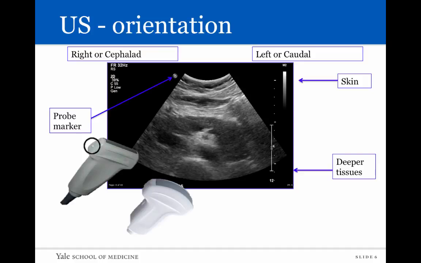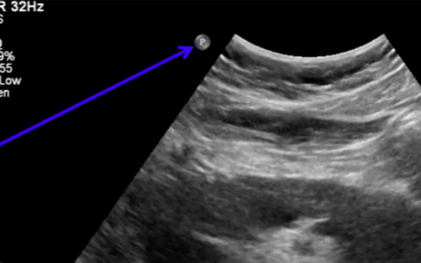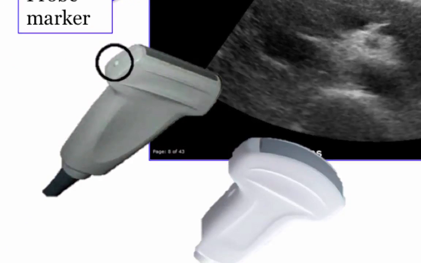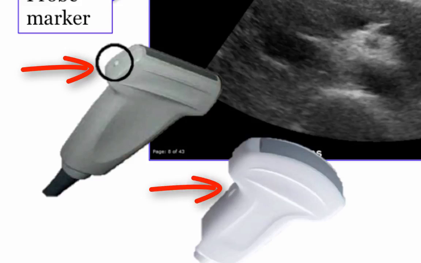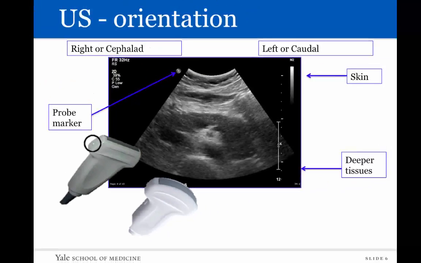On every ultrasound image, there's a little marker called a probe marker. It's marked by this small letter P over here, and this can also be found on the transducer itself, where there's a little bump that corresponds to where that probe marker should be. You can see it over here in this linear transducer that's useful to look at more superficial structures such as the thyroid gland, and we can see it here on this curved transducer that penetrates into deeper tissues and allows us to look at structures like the liver, the pancreas, the spleen, etc.